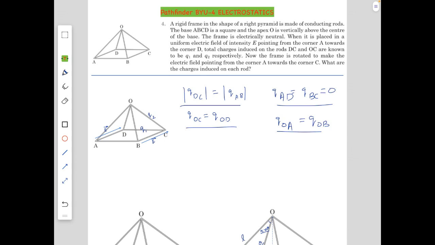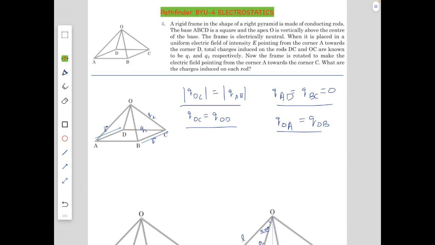So basically what we need to first observe here is that a conductor tends to make the electric field inside the conductor zero by inducing charges on its surface. And as we know, the electric field will be proportional to the charges induced on the surfaces.